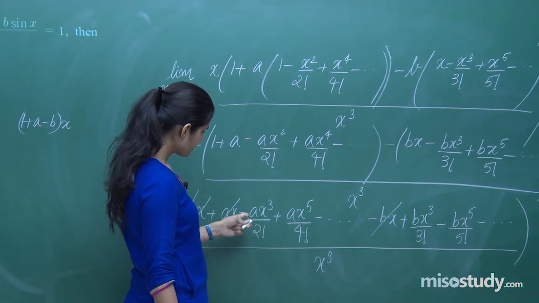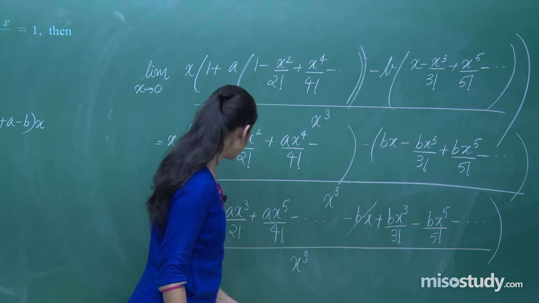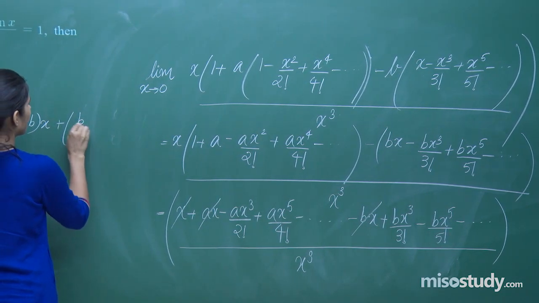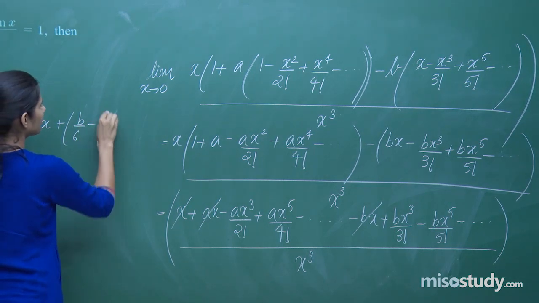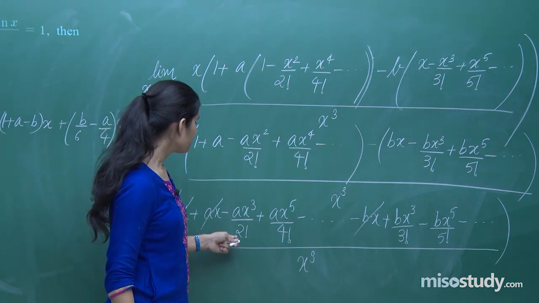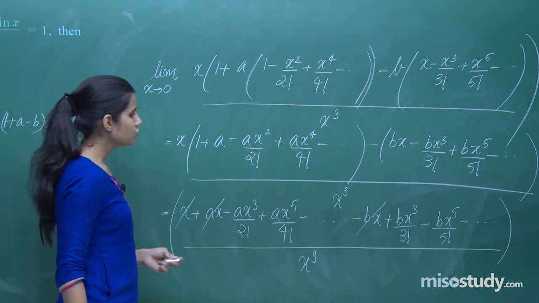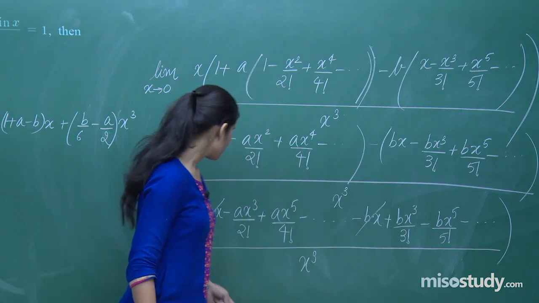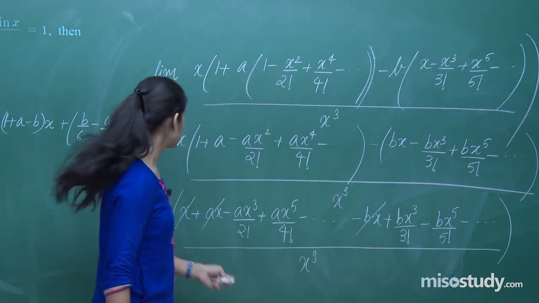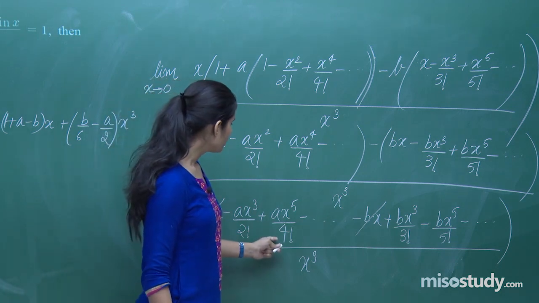Then you have x cube basically. So you have b by 6 minus a by 4, no, this is minus a by 2, not 4. 2 factorial is 2 and 3 factorial is 6. So you have minus a by 2 plus b by 6. This is what you have with x cube, and after that you have what?